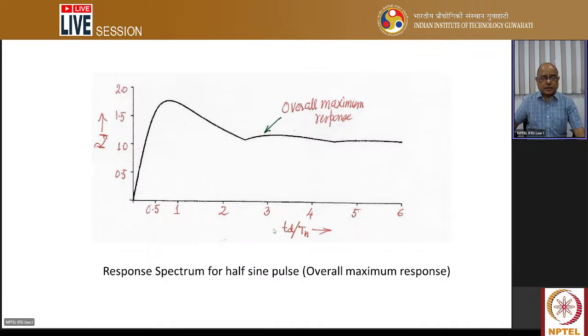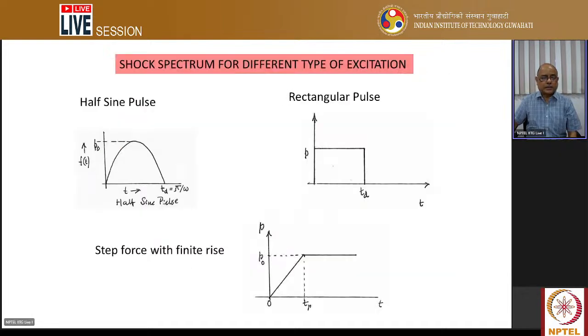So here the Tn is the time period of the system and Td is the duration of the pulse, because this is the shock spectrum that is obtained for the sine pulse. Sine pulse having a duration Td, rectangular pulse having a duration Td, and it also has different types of spectra. And for step force with finite rise, the important parameter is Tr, that is the rise time.